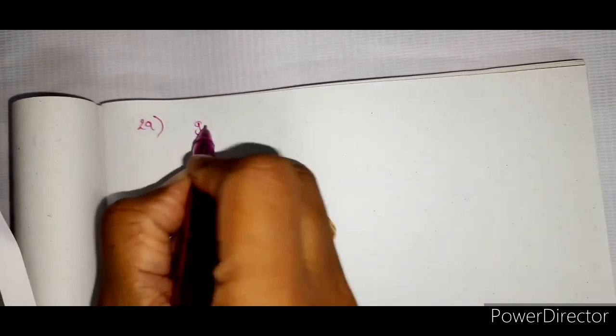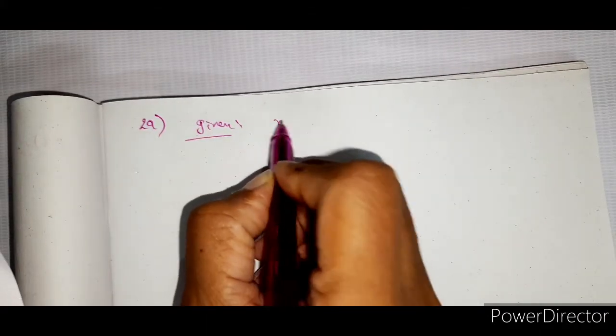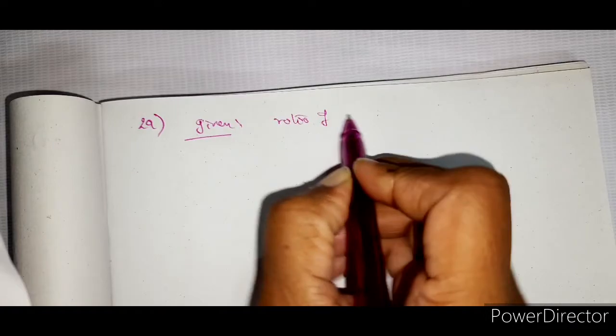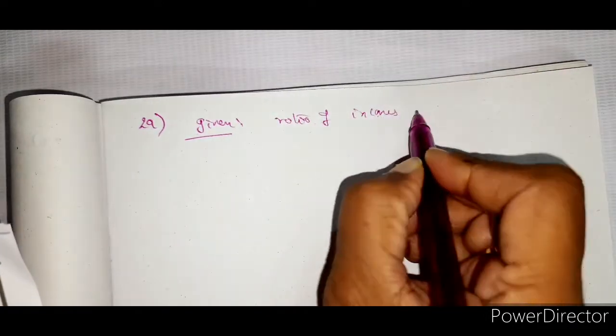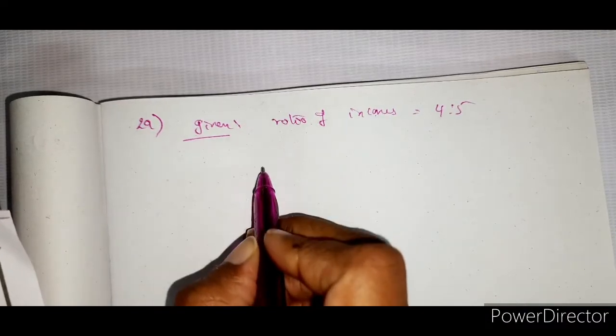So the 29th one, a very important problem. We should form the pair of linear equations. So what do we know? What is given first of all? Given the ratio of monthly incomes. The ratio of incomes is equal to 4:5. This is one part.